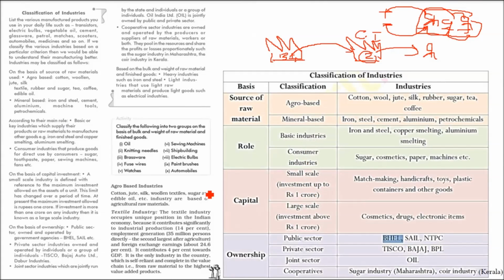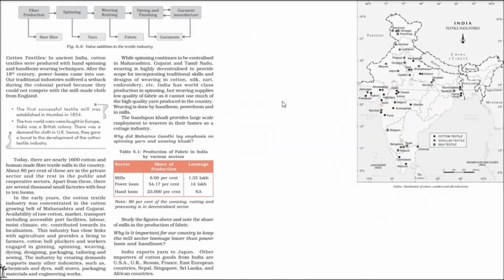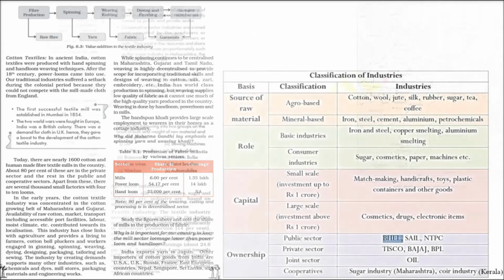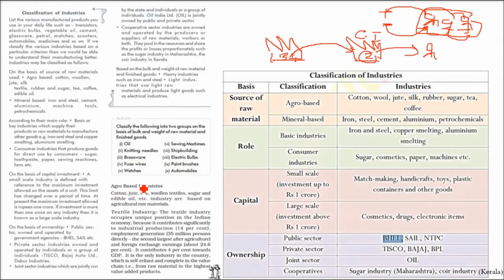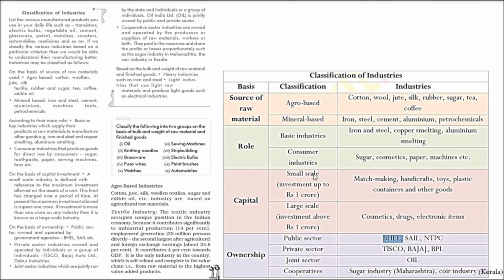So we will start with the agro-based industries. As we just saw, agro-based industry means the raw material is coming from agriculture. So let me take you back. Agriculture means we just talked about cotton, jute, silk, woolen textiles, sugar, edible oil. These are all agriculture-based industries, coming from agriculture basically.